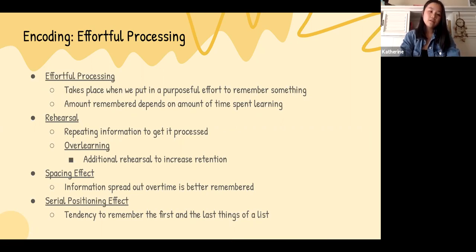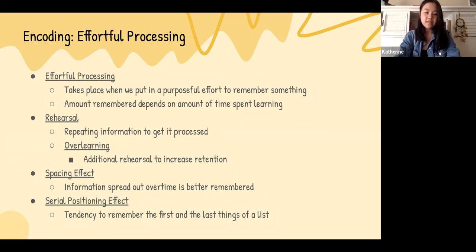Within effortful processing, you have rehearsal. This is repeating the information to get it processed. This is things like studying. You have to repeatedly study the information. And then we also have overlearning, which is the additional rehearsal to increase retention, so increase our memory.